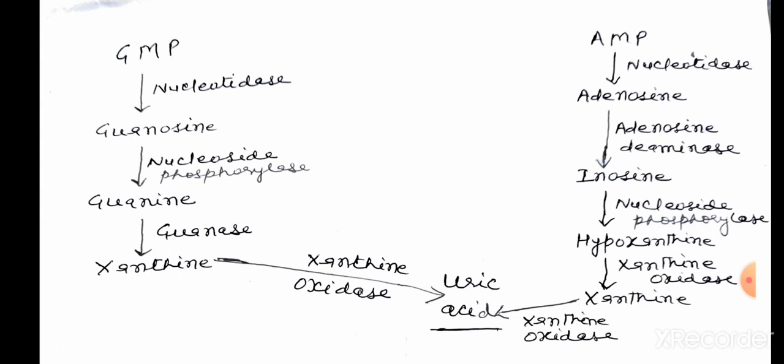Here we can see the formation of uric acid from the metabolism of purines, that is adenine and guanine. Guanine monophosphate is converted into guanosine in the presence of nucleotidase enzyme. Guanosine is converted into guanine in the presence of nucleoside phosphorylase enzyme. Then in the presence of guanase, guanine is converted into xanthin. Xanthin is now converted into uric acid in the presence of xanthin oxidase.